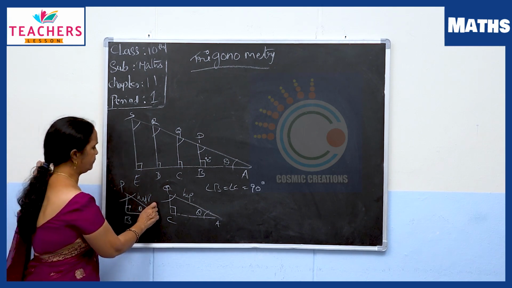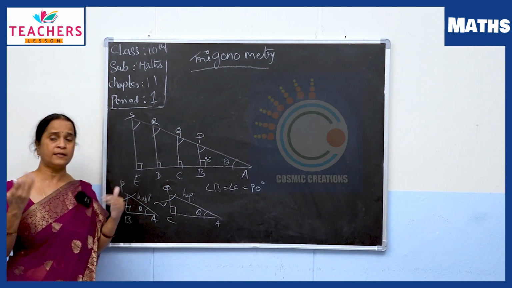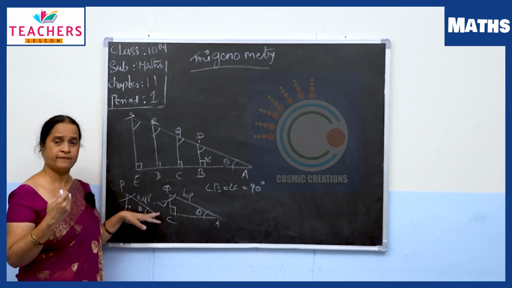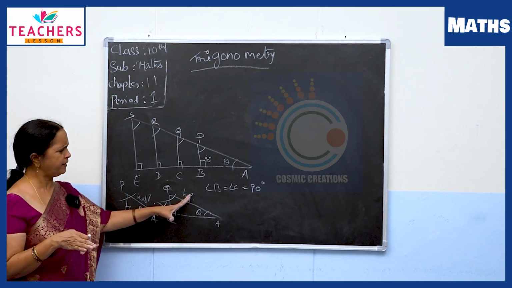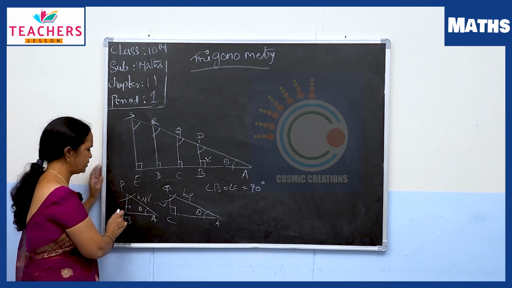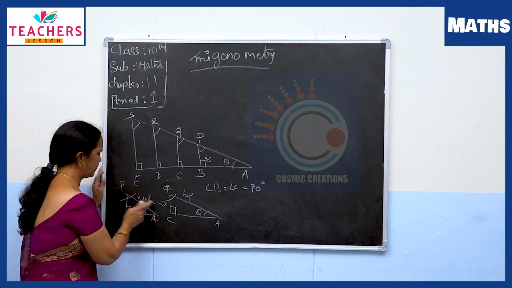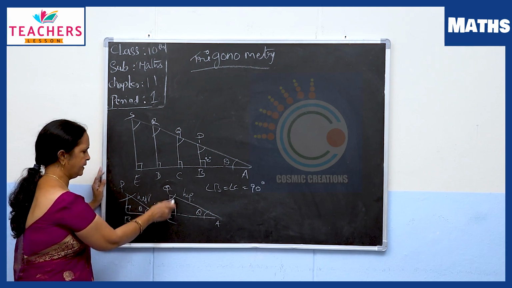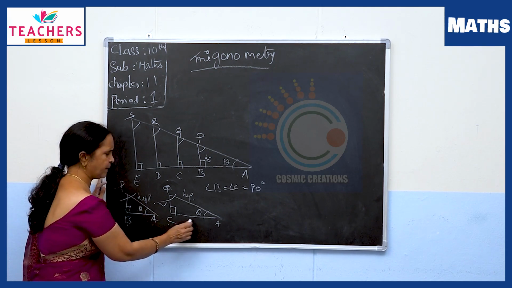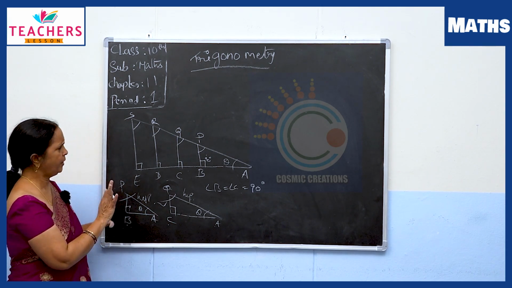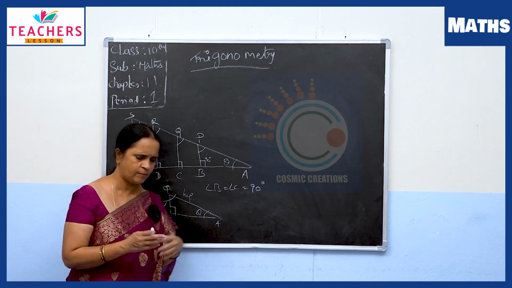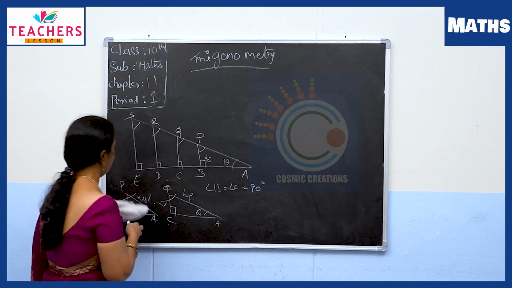Then if these both are similar triangles, what are the properties? Similar triangles property you know. Angles are equal, sides are proportion. Whatever side you take, those sides are proportion. Hypotenuse is proportion to hypotenuse. AQ is proportion to AP, and CQ is proportion to BP, and AB is proportion to AC.